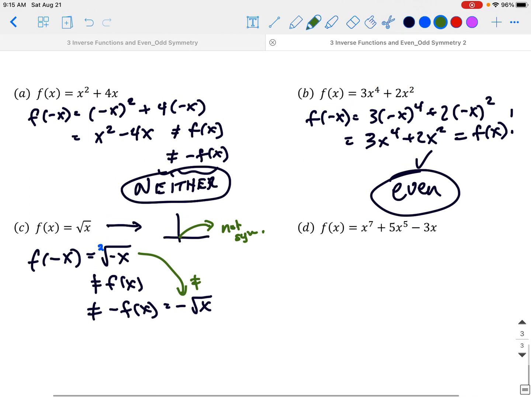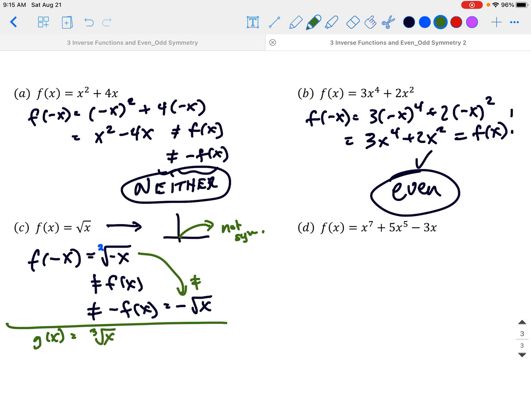That would be different if it was, let's say, g of x equals the cube root of x. Because we are allowing negative and positive numbers in its domain, this would be an odd function. And if you graph that function, of course, you'll see it's that reflected cubic graph. And so it will have origin symmetry. You can check that with the algebraic rule as well.